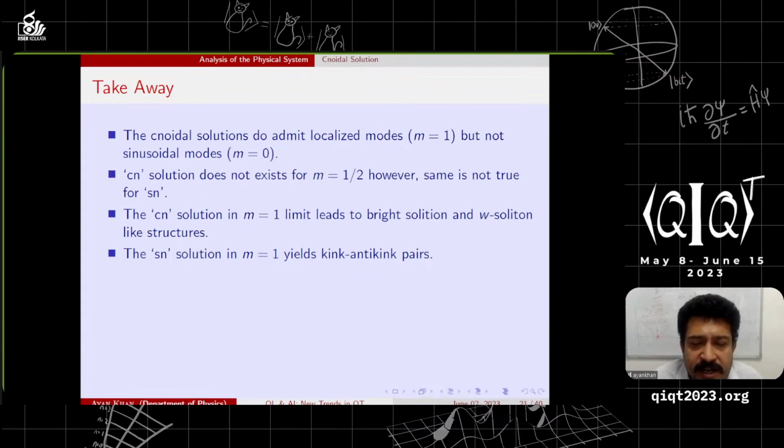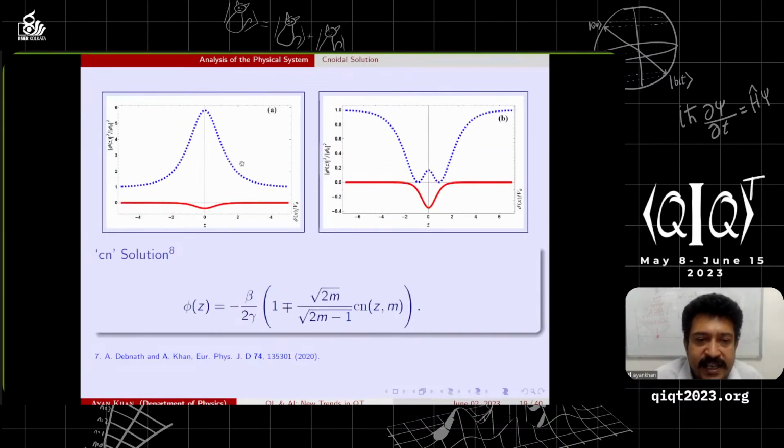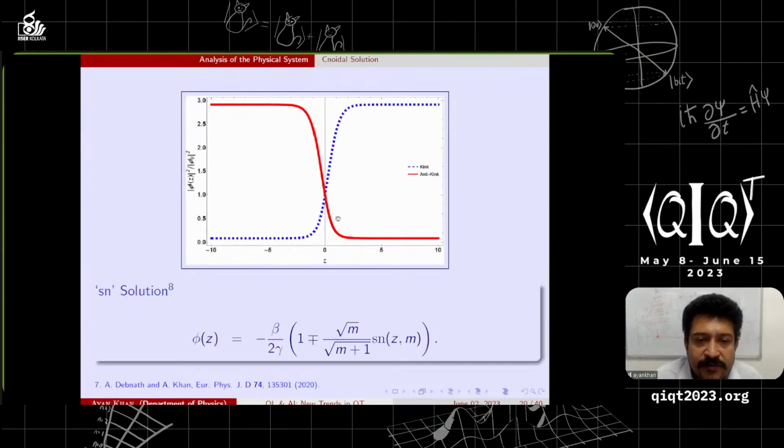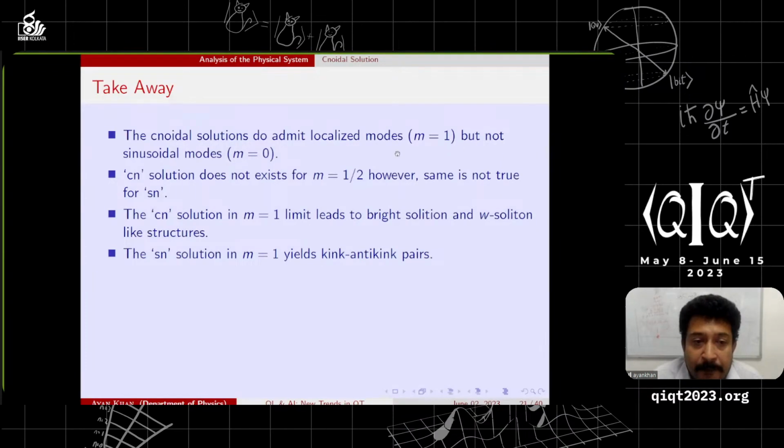So what is the message we got from here? What we find is that these conoidal solutions do admit localized modes. I can see this, there are localized modes, but they do not admit sinusoidal modes, when m is equal to 0.